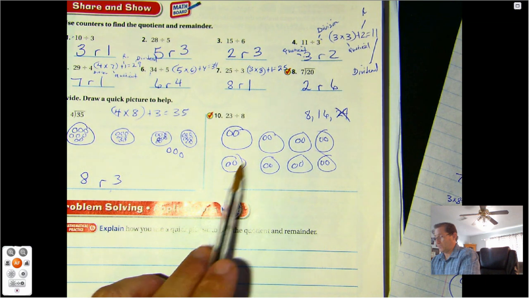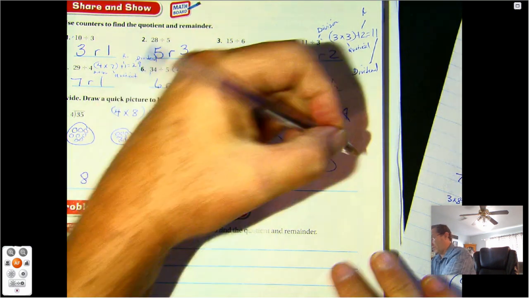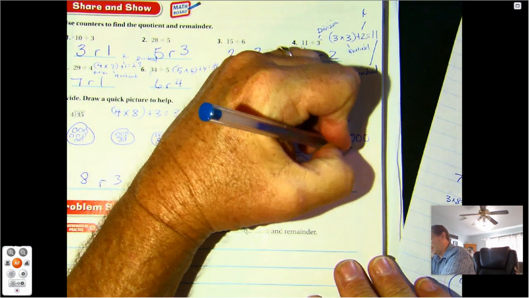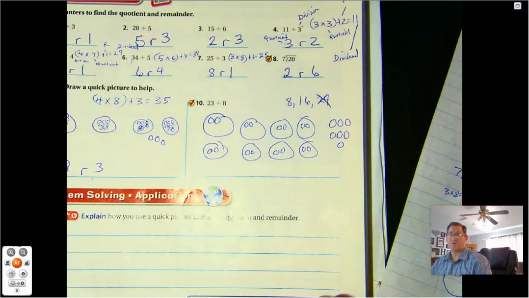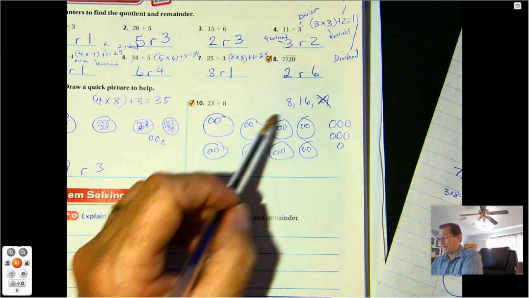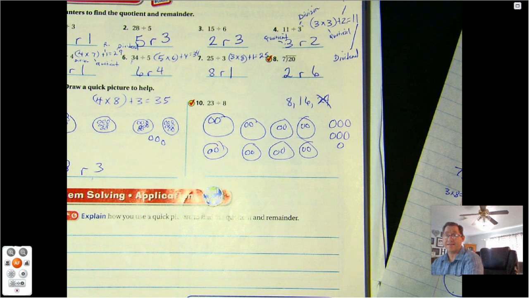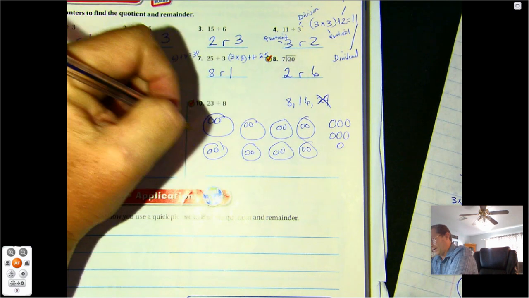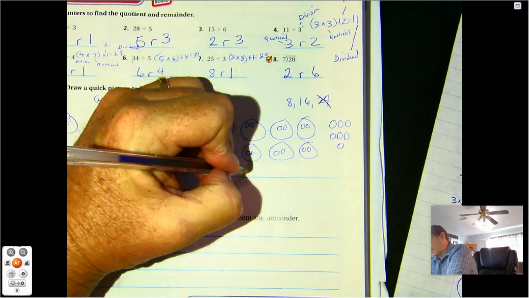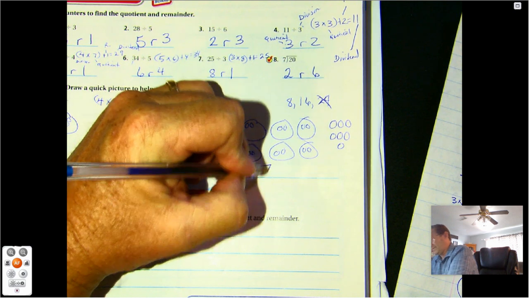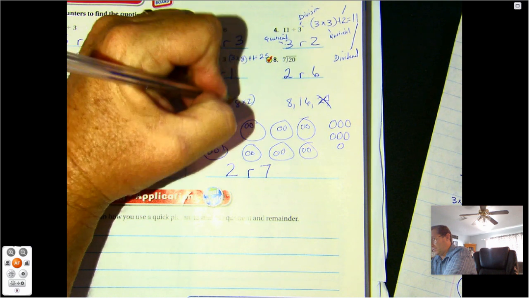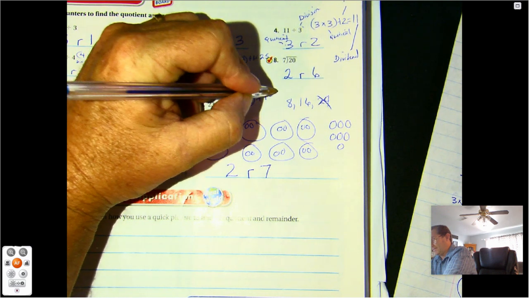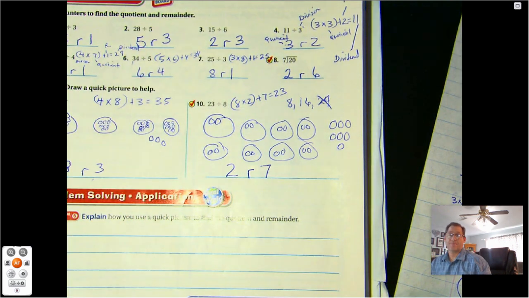So I'm going to be short. 7 are left over. They cannot be shared equally. If I had one more 8, if this was 24, it would have been divided equally. So we're going to say 2 with a remainder of 7. 8 times 2 plus 7 should be 23. 8 times 2 is 16, plus 7 more is 23.